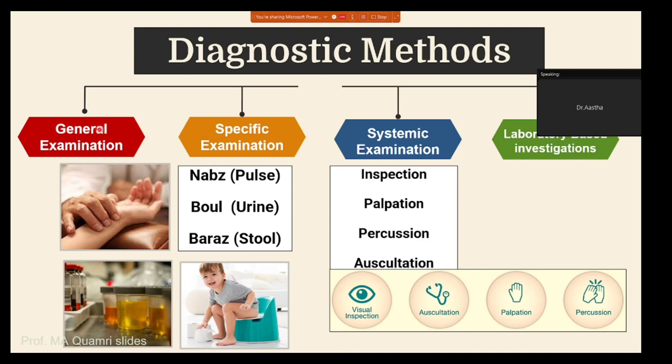Overall, looking at the patient from head to toe, followed by the specific examinations which are particular to the Unani system of medicine: the examination of the nabz, that is pulse examination, muayena-e-baul, that is urine examination, and muayena-e-baraz, that is feces and stool examination. These are the three major methods of examination.